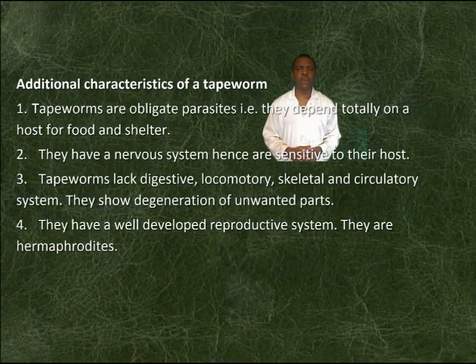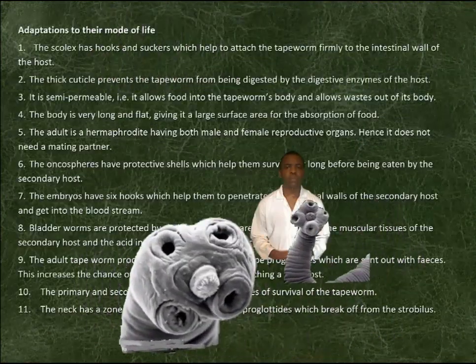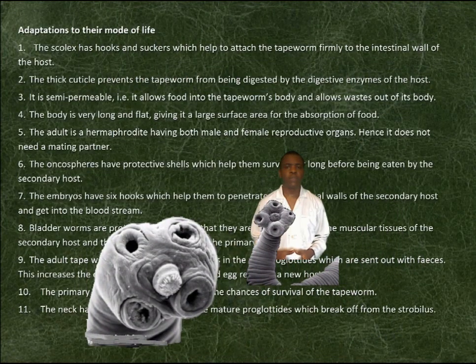Additional characteristics of a tapeworm. Tapeworms are obligate parasites, that is, they depend totally on a host for food and shelter. They have a nervous system, hence are sensitive to their host. Tapeworms lack digestive, locomotory, skeletal, and circulatory systems. They show degeneration of unwanted parts. They have a well-developed reproductive system. They are hermaphrodites.